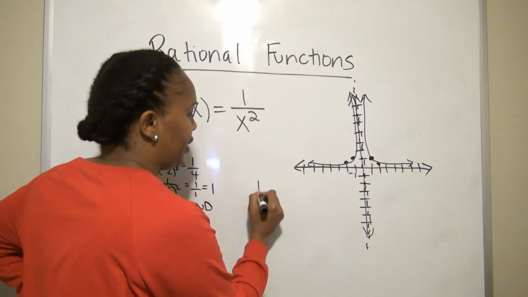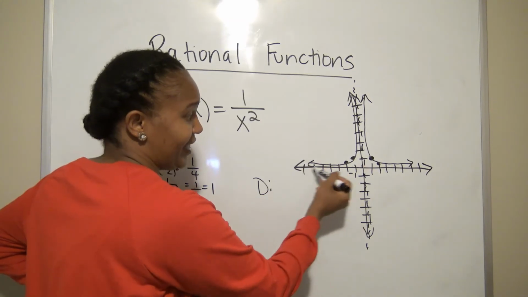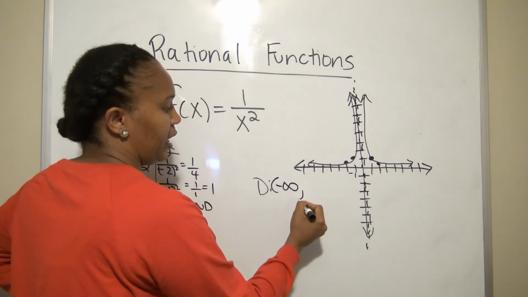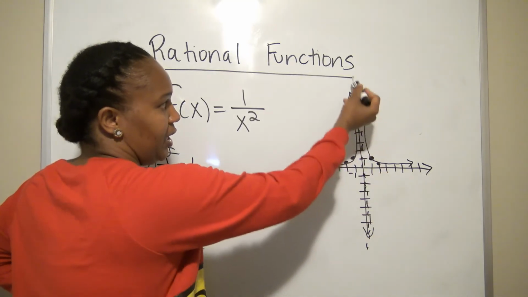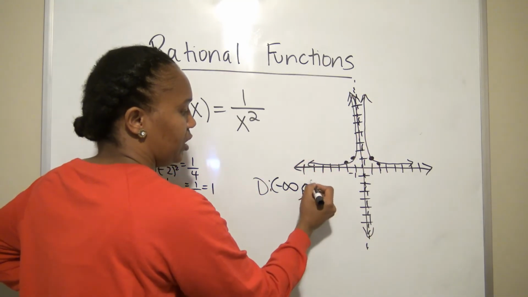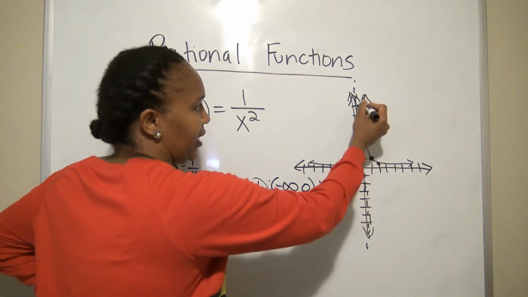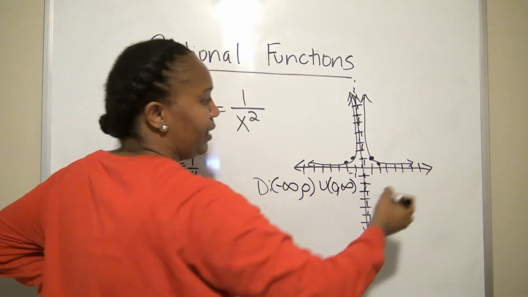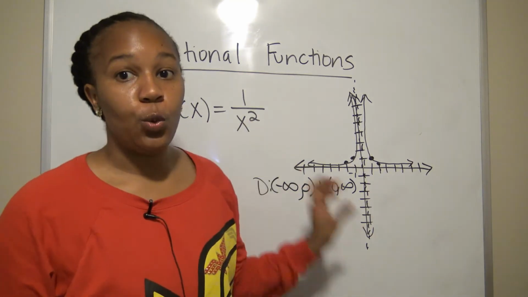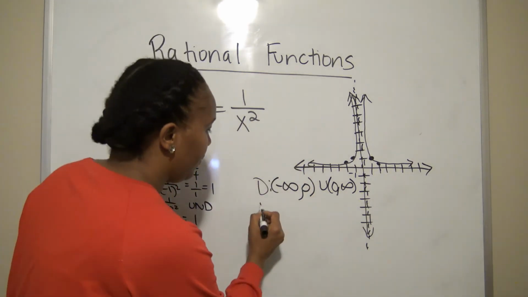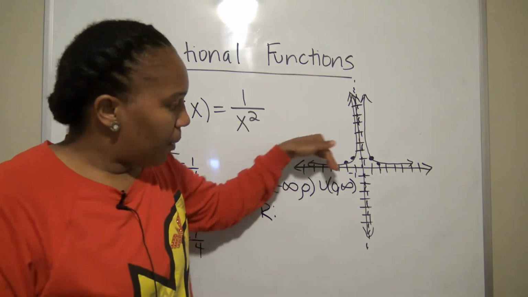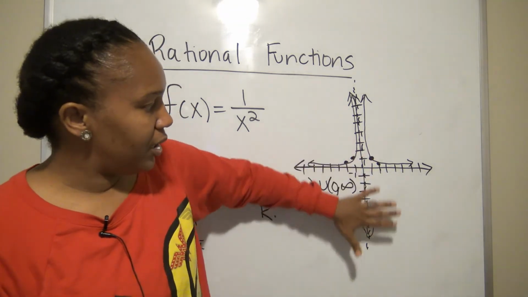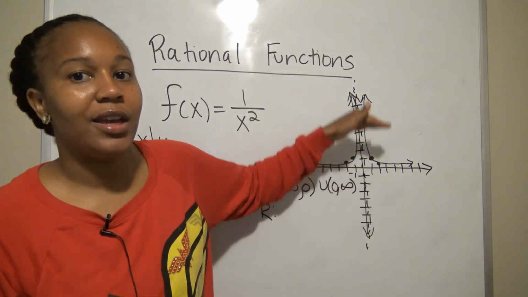If we were to find the domain, it would be the same as the reciprocal function, because this arrow means it goes to negative infinity. It stops here at the y-axis, which is 0, picks back up at 0, and goes to infinity. So your domain would be the same. Now, your range would actually be different, because with the reciprocal function, it continued down in a negative direction.